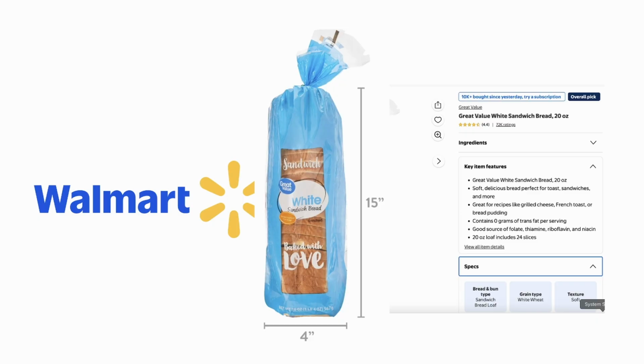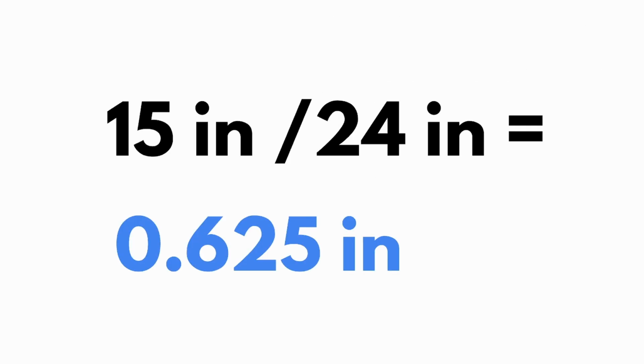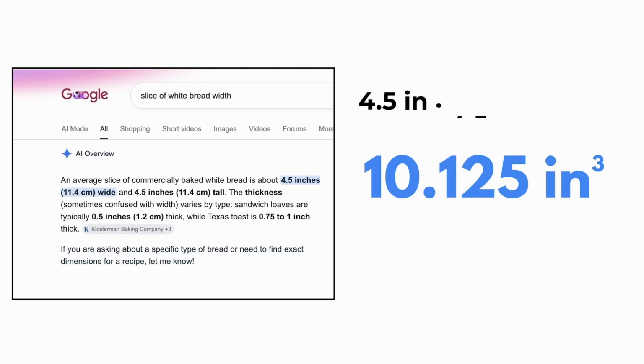What I ended up doing was I went to Walmart. I found this 15-inch long bread. It had 24 slices, so I know for sure that in that case it's 0.625 inches. So I got all that data. I just went with 0.5 for the calculations, and I calculated that an average slice of bread has 10.125 cubic inches of bread in it.